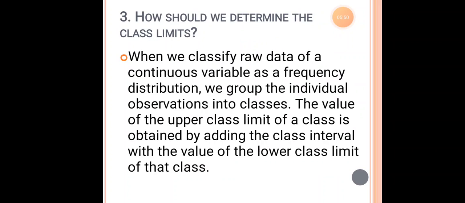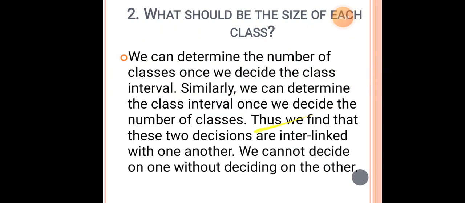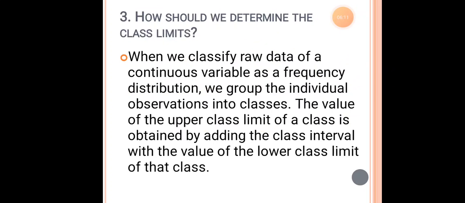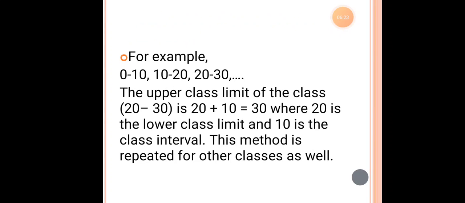Next thing is about how we should determine the class limits. Now what are the class limits? There are two limits of a class, two ends of a class, that is the upper limit and the lower limit. So how will you classify the class limits? When we classify the raw data of the continuous variable, 0 to 20, 20 to 40, all these are continuous variables. While doing the frequency distribution, it is very important for you to ascertain which is the upper limit of the class and which is the lower limit of the class.